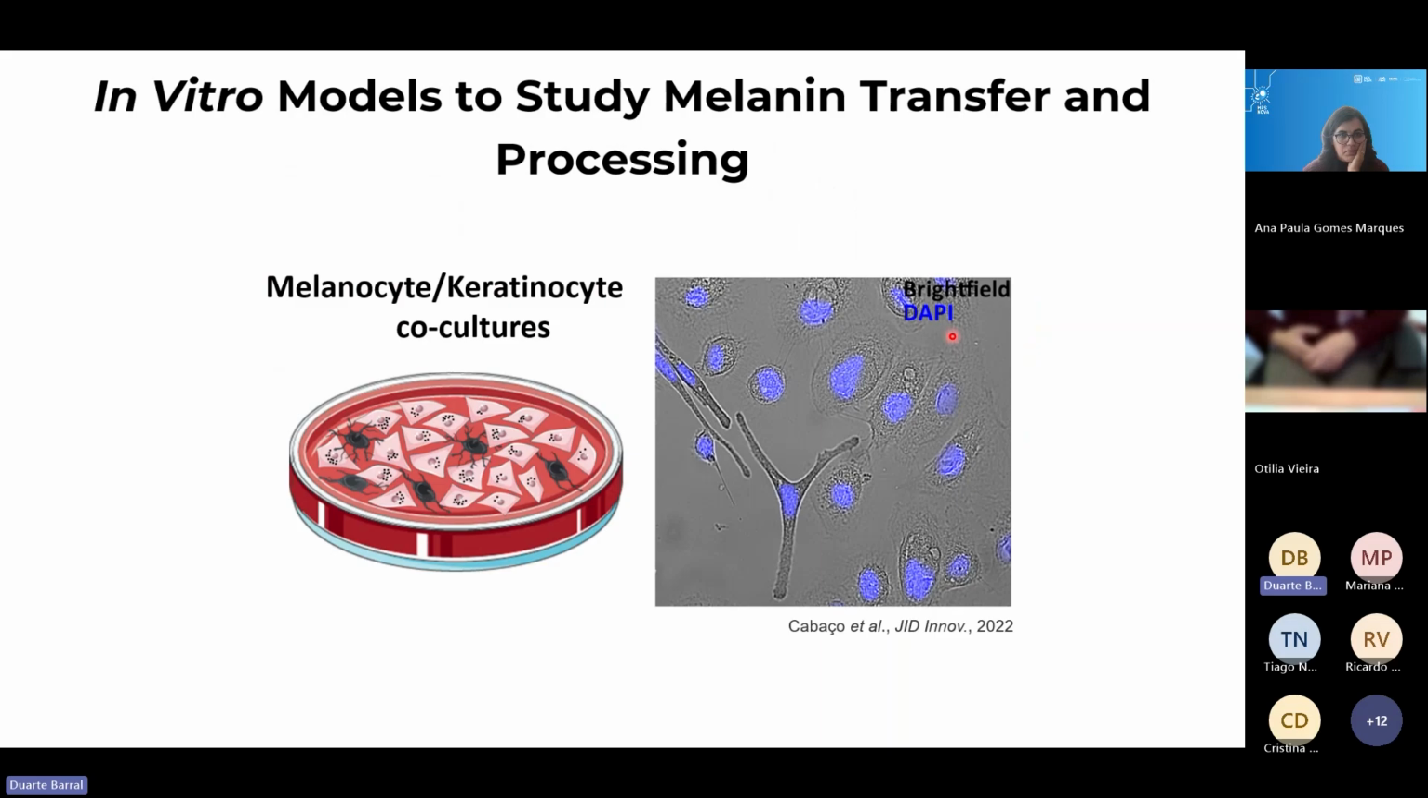But of course, human skin biopsies are not amenable to manipulation. So we cannot silence genes or overexpress genes. So the workhorse of the field for many years has been the melanocyte keratinocyte co-cultures. We can study melanin transfer in these co-cultures because you see here a melanocyte and keratinocytes around that internalize melanin. The melanin is produced and secreted by any of these melanocytes in the culture, and then is internalized by the keratinocytes. And we use this model as well.